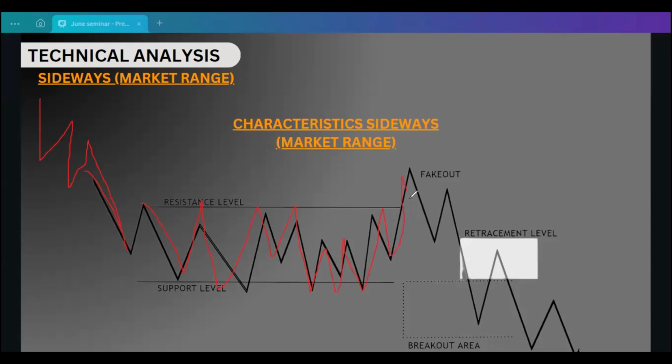There was a fake out, and a fake out is the opposite of a breakout, where price tends to bust out, then go back in, and it now begins to continue. So this now becomes our breakout area, right? So from the support level to the breakout area, we find our retracement level, and boom, price now continues in the direction.